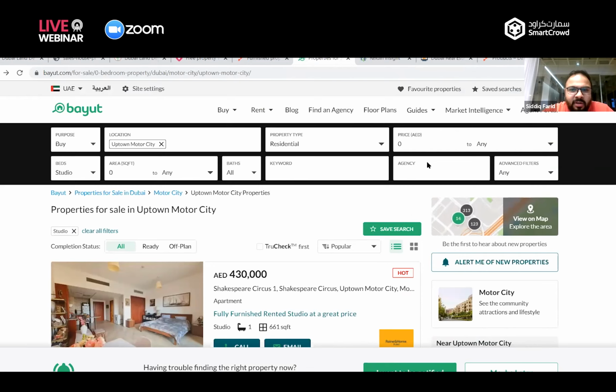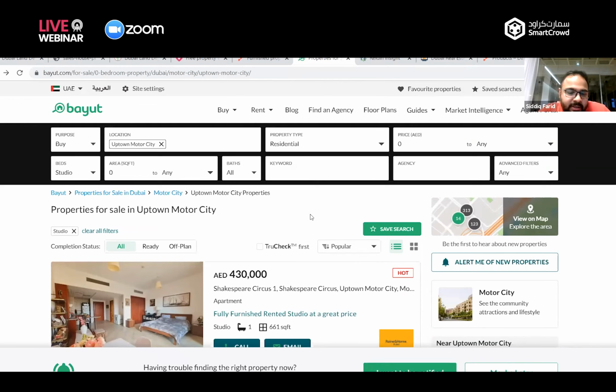There seems to be a lot of studios in Uptown City as well, listed over here. So that means it's going to be difficult, challenging for you to rent out. But it's important to understand why that might be the case, right? Because you might be able to adopt different strategies, make it more flexible, etc., to get more rent.